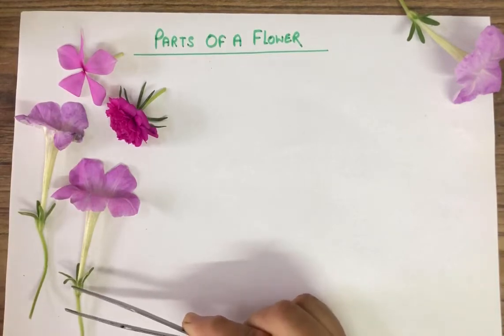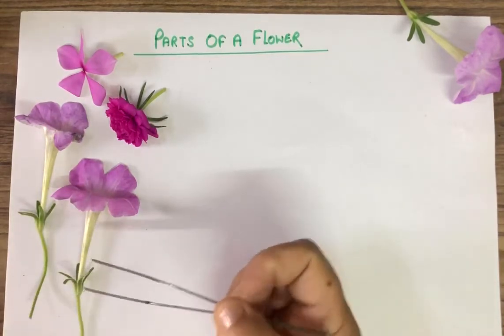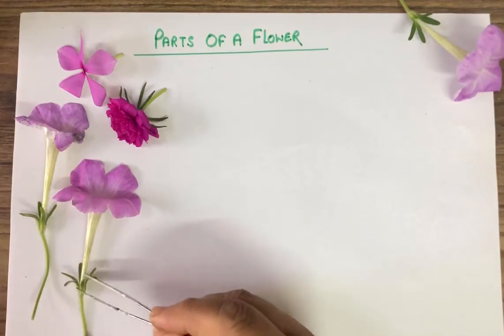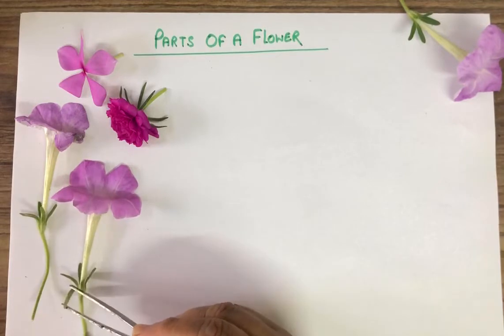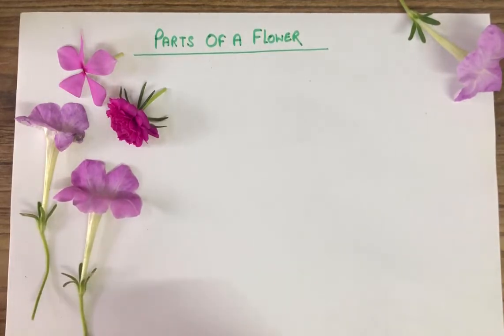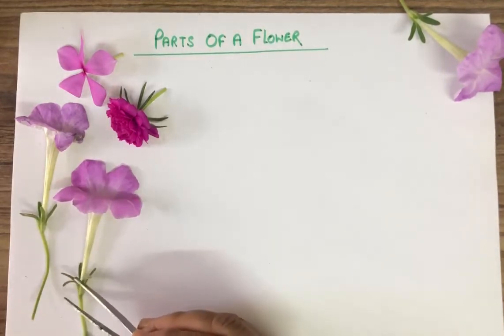The second part is sepals. These are the sepals. There are 1, 2, 3, 4, 5 sepals. The number of sepals may vary.